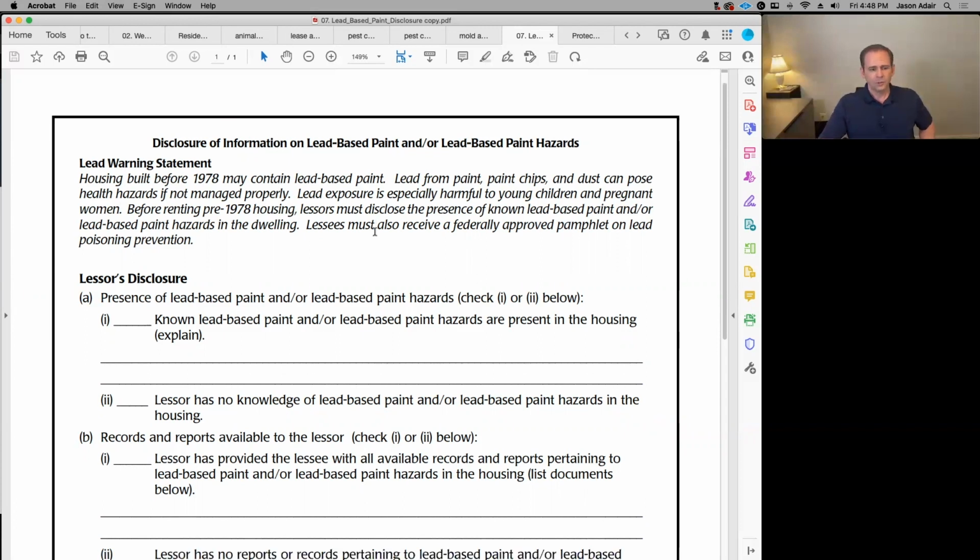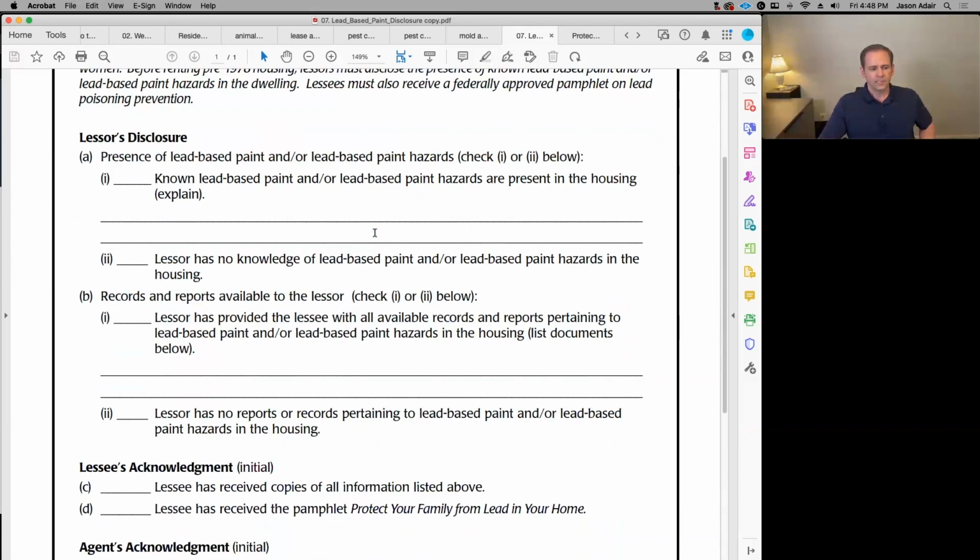So let's just kind of look at this real quick. Lessor is you, lessee is the person moving in. So there's a couple things you need to address here. Presence of lead-based paint and/or lead-based paint hazards. This is the section. Which of these apply? There is known lead-based paint and/or lead-based paint hazard present in the housing. If you know that there is known lead-based paint, you've had it tested or whatever else, then you're going to initial here and you're going to explain yourself.